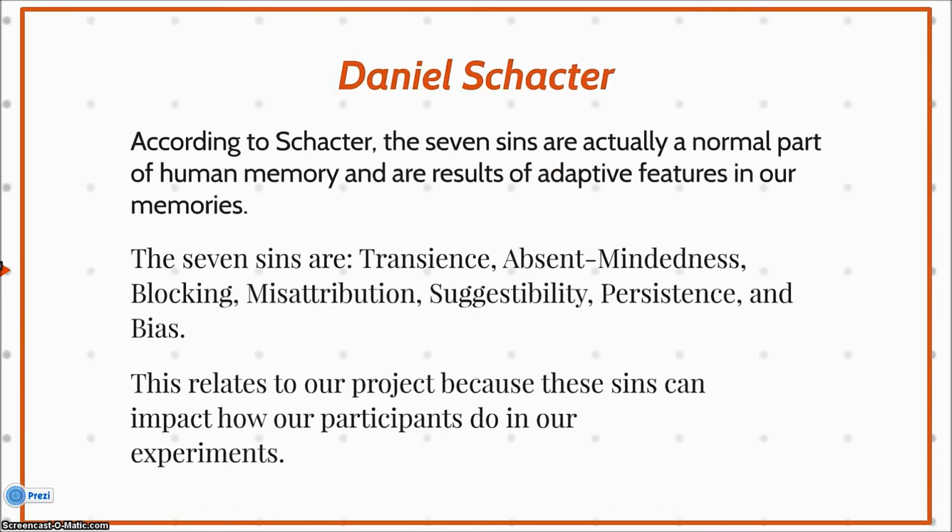Daniel Schacter. According to Schacter, the 7 sins are actually a normal part of human memory and are a result of adaptive features in our memories. The 7 sins are transience, absent-mindedness, blocking, misattribution, suggestibility, persistence, and bias. This relates to our project because these sins can impact how our participants do in our experiments.